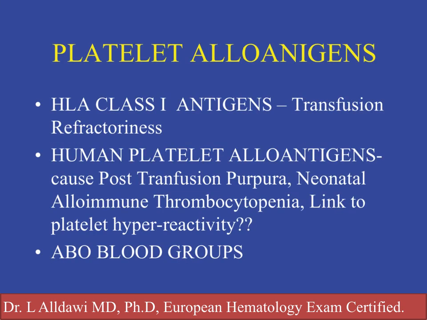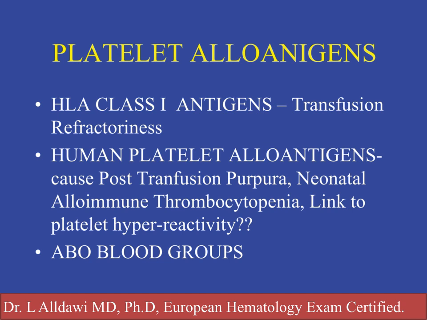The platelet alloantigens: HLA class 1 antigens are the primary inciting antigens for transfusion platelet refractoriness. We also have human platelet alloantigens. They were called platelet-specific antigens, but they are not specific anymore because we know that they are present on endothelial cells and some other tissue. They cause post-transfusion purpura, neonatal alloimmune thrombocytopenia, and they may or may not be linked to platelet hyperreactivity.